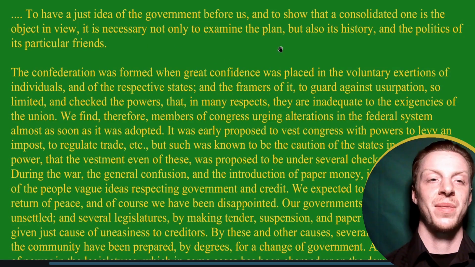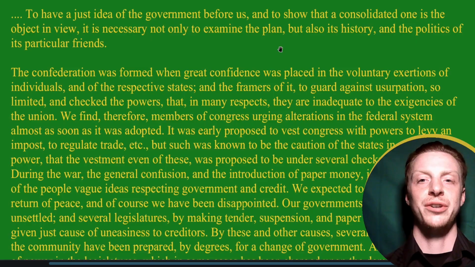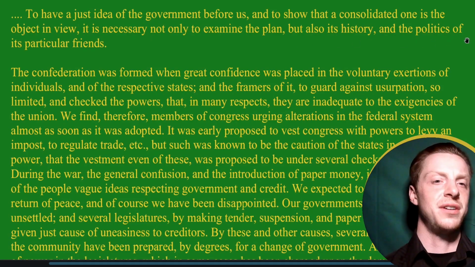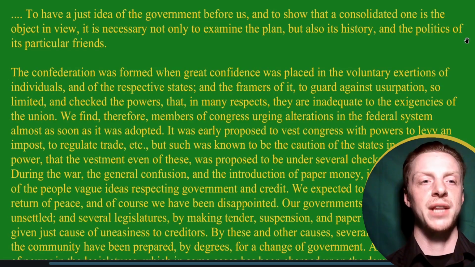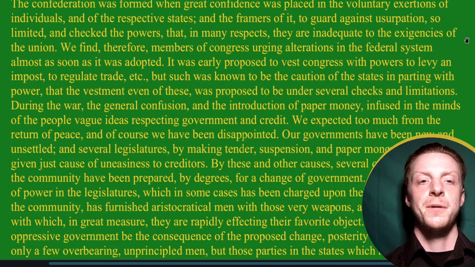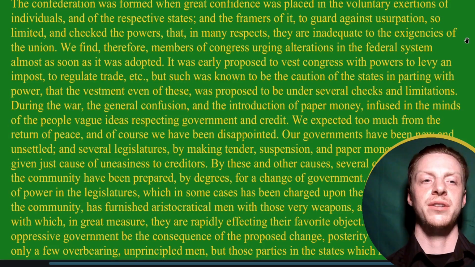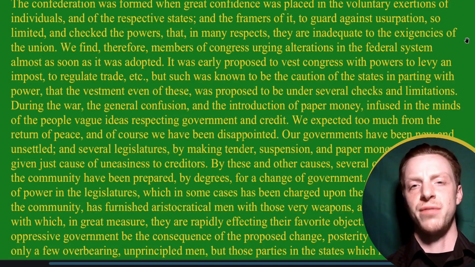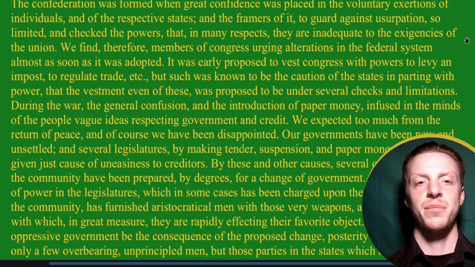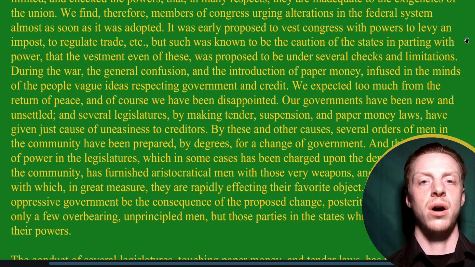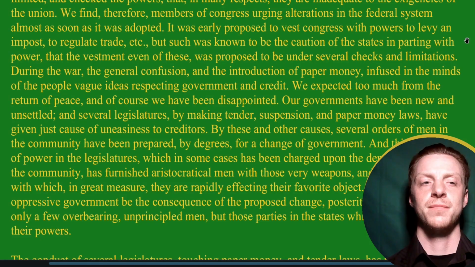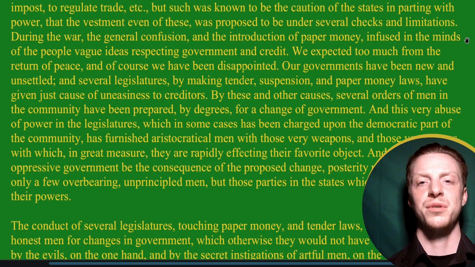He says this. To have a just idea of the government before us, and to show that a consolidated one is the object in view, it is necessary not only to examine the plan, but also its history and the politics of its particular friends. The Confederation was formed when great confidence was placed in the voluntary exertions of individuals and of the respective states, and the framers of it, to guard against usurpation, so limited and checked the powers that in many respects they are inadequate to the exigencies of the Union. We find, therefore, members of Congress urging alterations in the federal system almost as soon as it was adopted. It was early proposed to vest Congress with powers to levy an impost, to regulate trade, etc., but such was known to be the caution of the states in parting with power, that the vestment even of these was proposed to be under several checks and limitations.